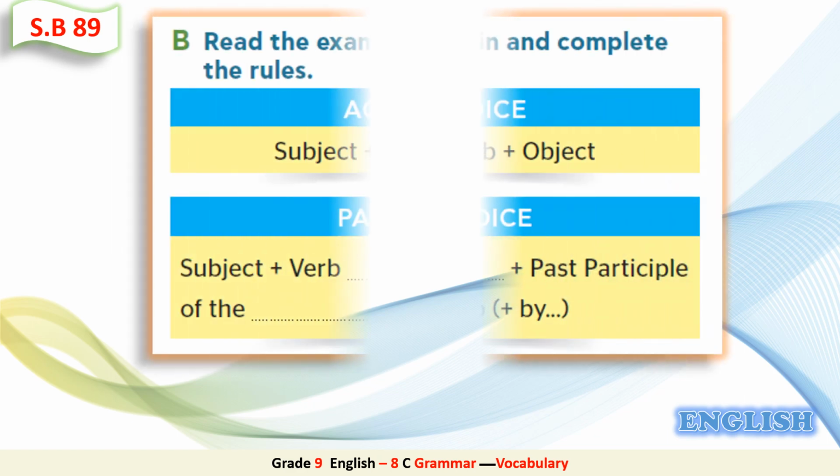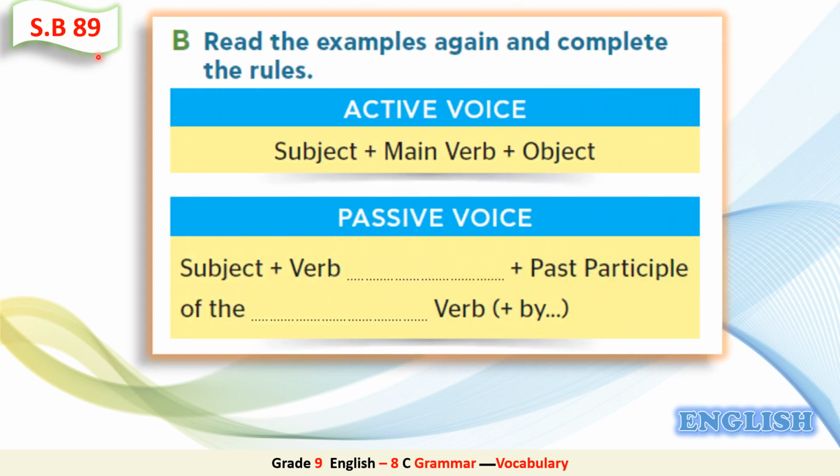Now, let's go to Task B, Students Book, page 89. Read the examples again and complete the rules. As we have said before, in active voice sentences, we start with the subject, then we use the main verb, then we use the object. Now, what about the passive voice sentence? How do we form passive voice sentences? What I want you to do now is to pause the video, go back to the previous sentences, and try to complete this rule. Go ahead.